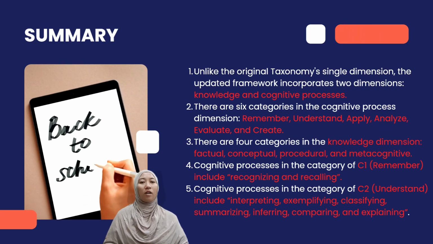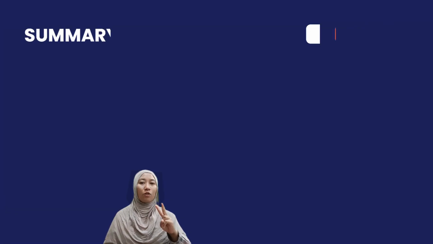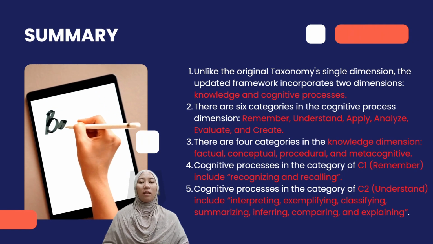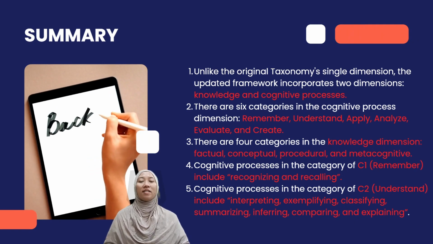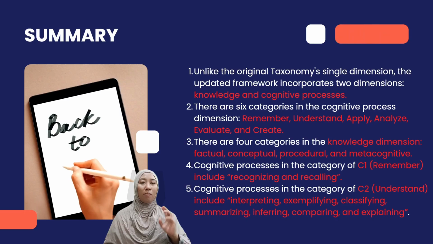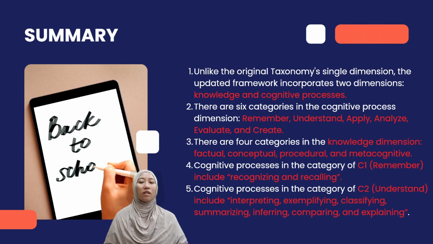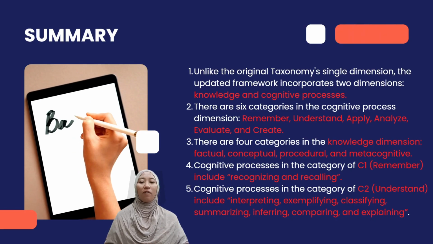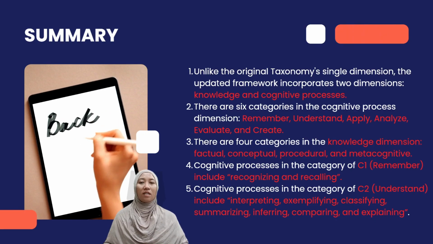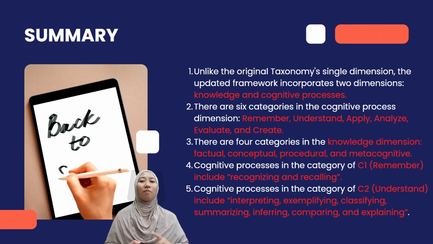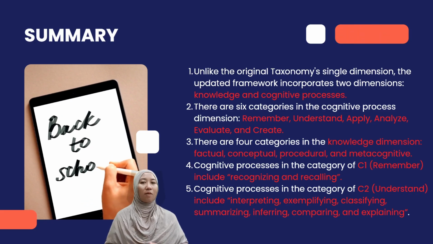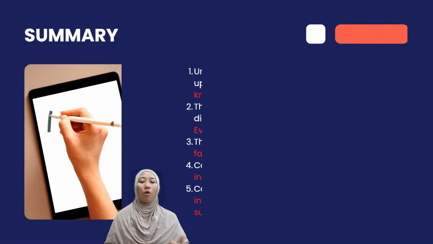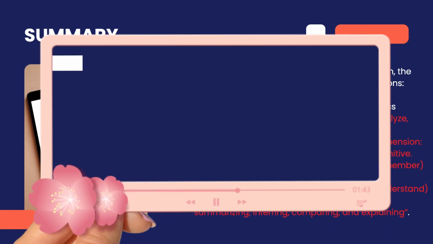For C1, or remember, there are two subcategories, namely recognizing and recalling. And summary number 5: the cognitive process dimension in C2, or understanding, consists of interpreting, exemplifying, classifying, summarizing, inferring, comparing, and explaining.